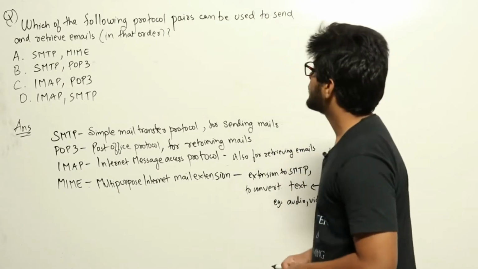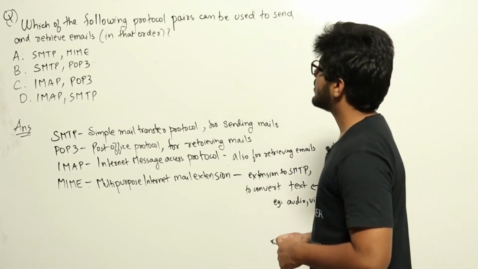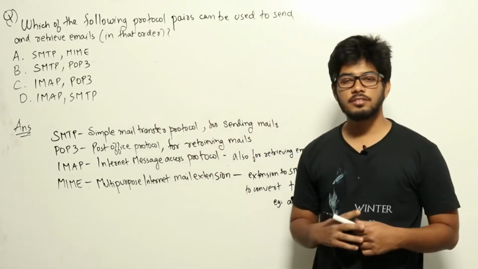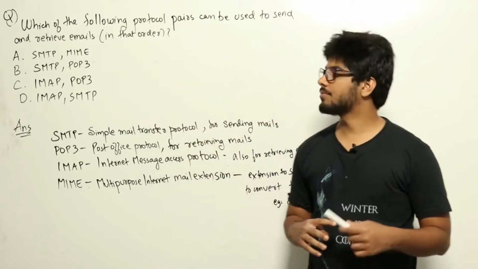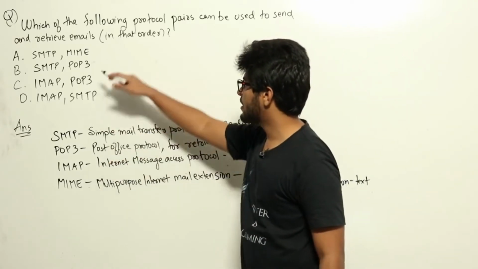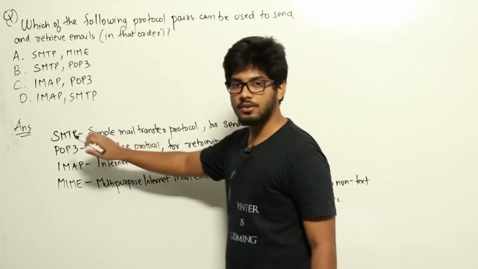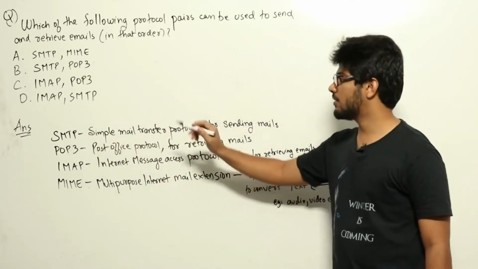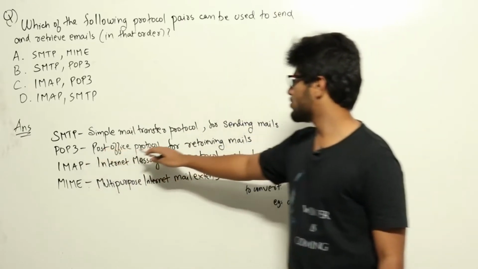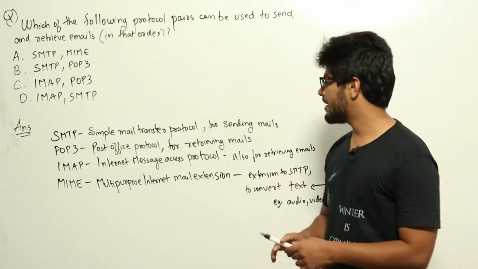Which of the following protocol pairs can be used to send and retrieve emails in that order? 4 options are given here. So this is a question from computer networks regarding emailing protocols. We are using 4 protocols in the options. One is SMTP, or simple mail transfer protocol. SMTP is used for sending mails. POP3, that is post office protocol, is used for retrieving emails.